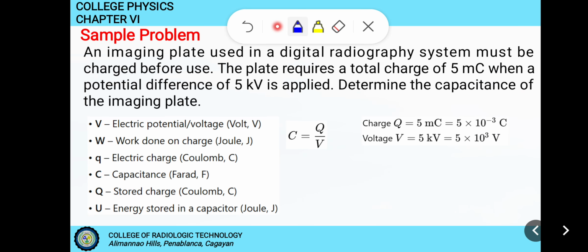Now, let's move on to the voltage. Take note that we have 5 kilovolts here, 5 kilovolts times how many volts do we have in one kilovolt?